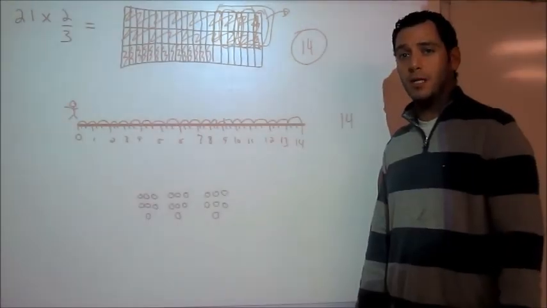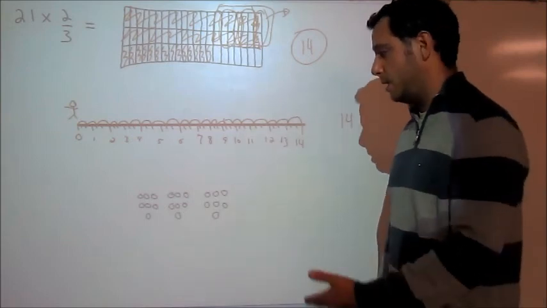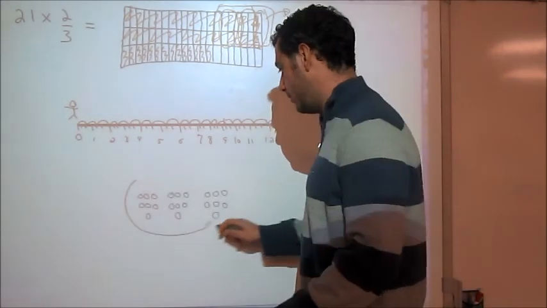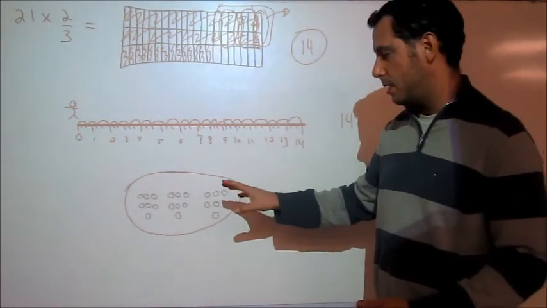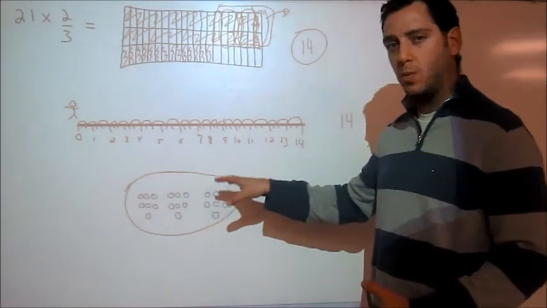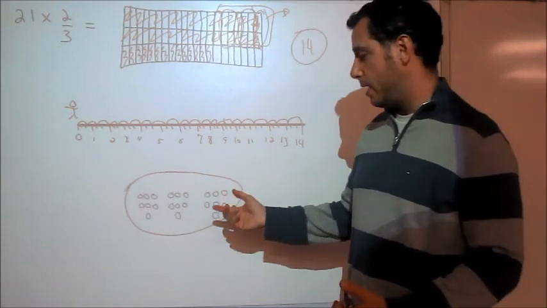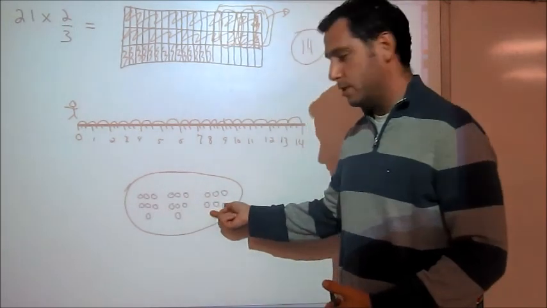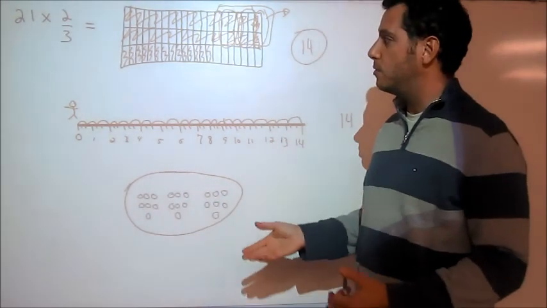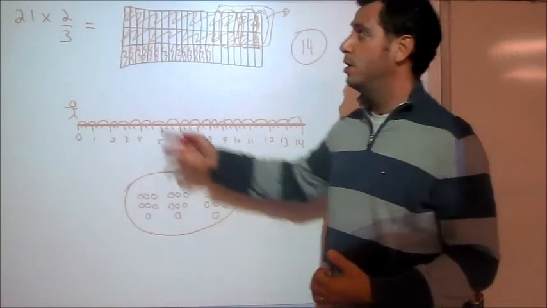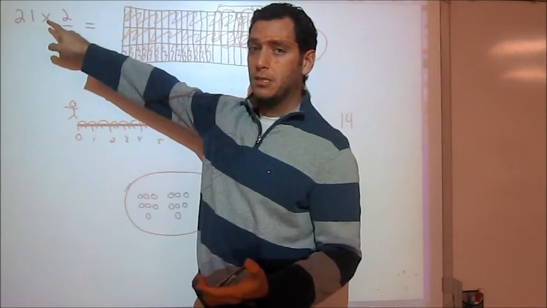There is one other way to solve this problem, and that is by using the bank model. So what I've done is I've got a bank model here, and I've deposited 21 counters into the bank model. And I've gone a step further and divided those 21 counters into 3 even groups of 7. The reason why I did that is because I want to know what 2/3 of 21 is.